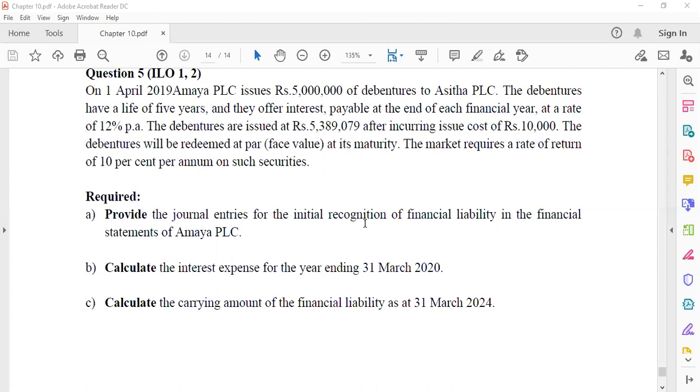Issue cost is given, the transaction cost, and the price at which these debentures are issued is also given. The debentures will be redeemed at par, the face value, at maturity. The market requires a rate of return of 10% per annum on such securities. We call it the required rate of return or the effective interest rate. The task is to provide the journal entries for the initial recognition of the financial liability in the financial statements of Amaya, and calculate the interest expense for the year and also the carrying amount at the end of the lifetime of this particular instrument.